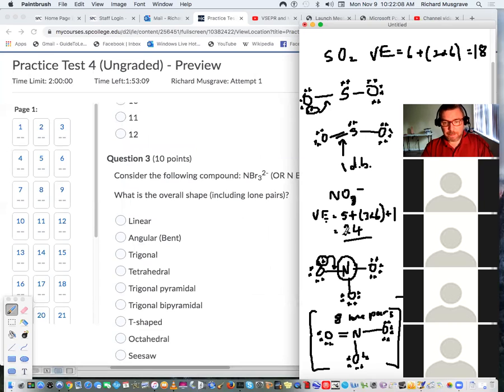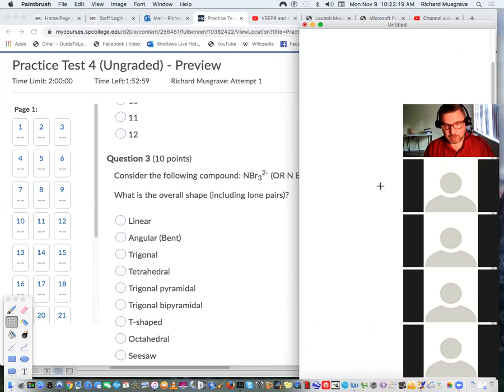So the next one here, consider the compound NBr3 2 minus. We're looking for the overall shape. Okay, so let's see. Well, it gets challenging, doesn't it? Okay, NBr3 2 minus. All right, I'm going to ask for a little bit of interaction here. I want you to calculate how many valence electrons there are, please. And further, I'm going to create a little poll for this one. So go ahead and do that. I'll create a little poll.